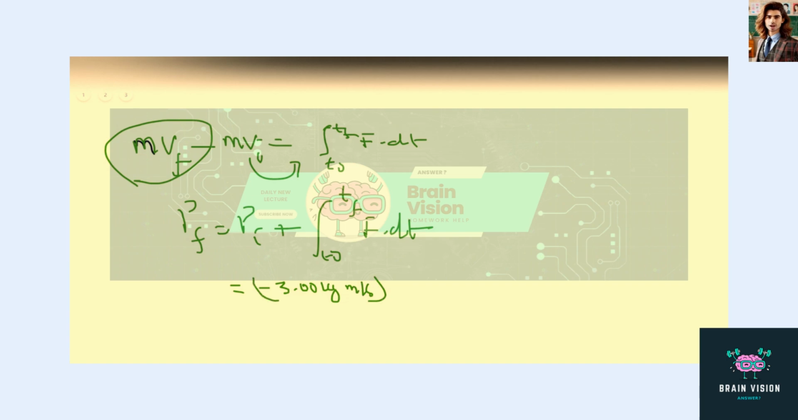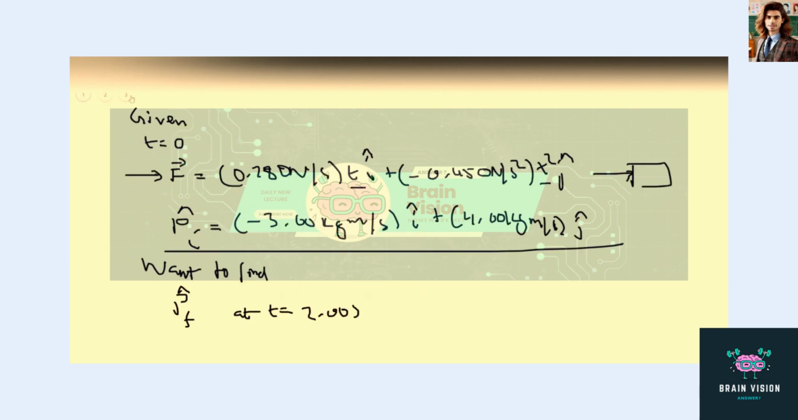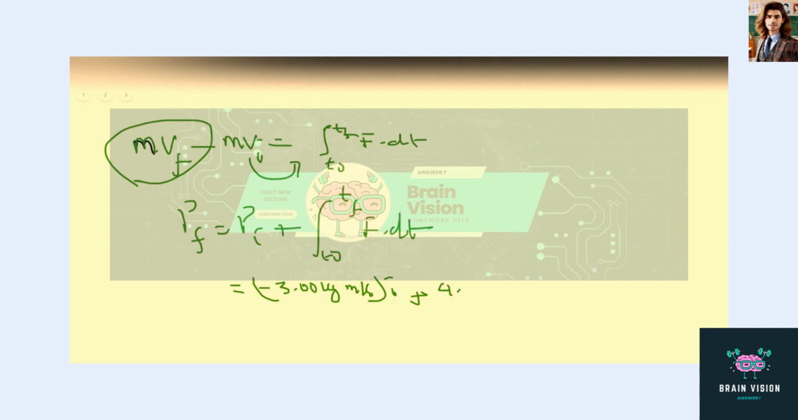I plus, you gotta check again, 4.00 kilogram meters per second j hat, remember the I hat and j hat, plus this part right here, integral from 0 to 2, we're going to 2 seconds. This is the final time, 2 seconds.